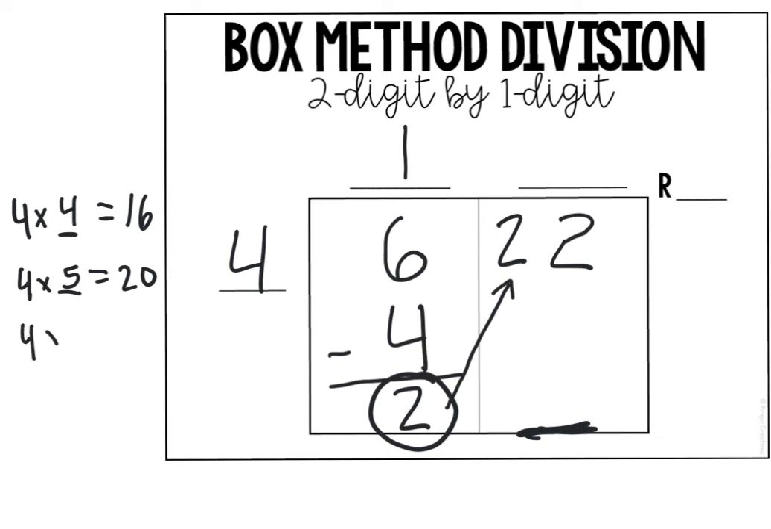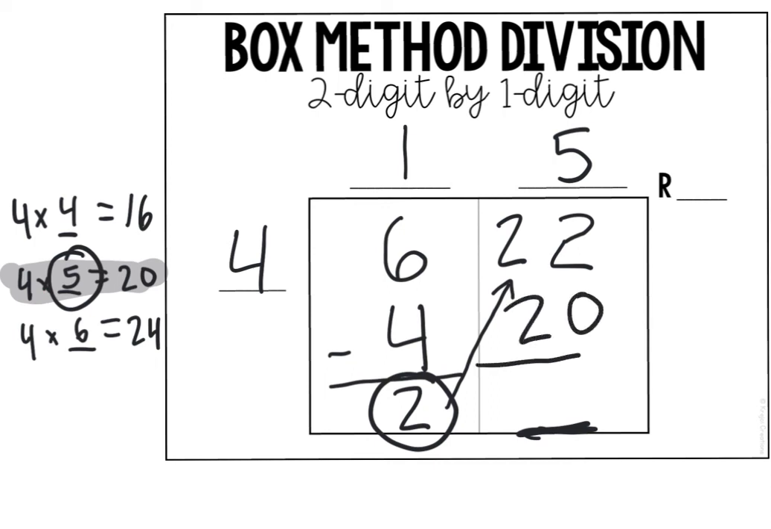Could I do 6 groups of 4? 6 groups of 4 is 24. Ooh, too big. I can't do that. So my answer then would be this one, 5 groups of 4. 5 groups of 4 can fit. I write my 5 right here because that's how many I got. So then we would do the next step, which is multiply. 4 times 5, I just said that right here. We write that underneath because then we are going to subtract. So we divided, then we multiplied, and now we're subtracting. 22 minus 20. So it would just be 2, okay?